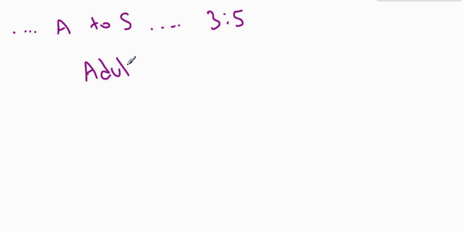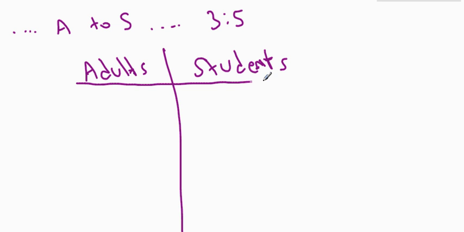So for example, we're told in this question that the ratio of adults to students on the first night is 3 to 5. So we have adults and students in the ratio 3 to 5. Now, let's make sure we really clearly all understand what that means. It does not mean there were 3 adults and 5 students, although maybe there were 3 adults and 5 students. But that's not what it means.